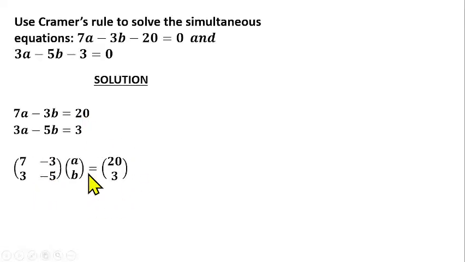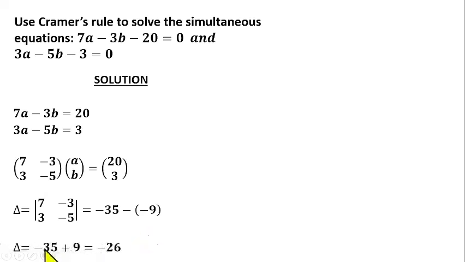If you understand how you have done that, then the next thing to do is to find the determinant of this matrix, which is what we call change. So we have change to be equal to the determinant of this matrix. So change will be equal to determinant of 7, minus 3, 3 and minus 5, which will give us, if you cross multiply, minus 35, then minus 3 times 3 will give us a minus 9. That should give us minus 35 plus 9, that gives us minus 26.